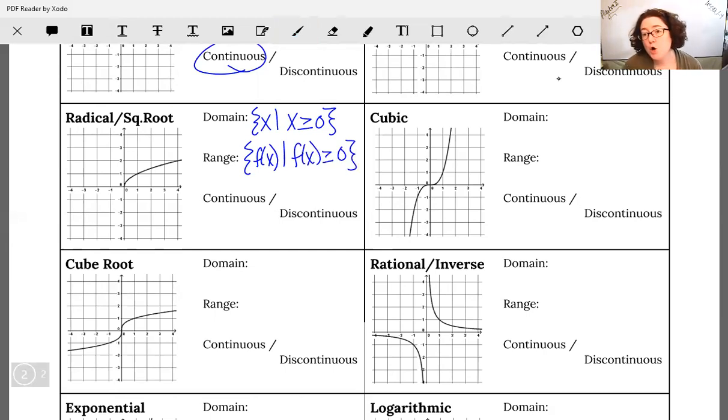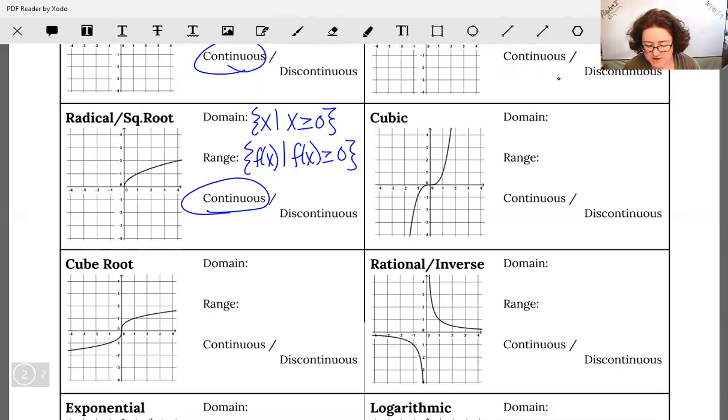Again, no jumps with the points that we have. So once we start our graph at 0, 0, we have a nice even curve. So because we have no jumps, we have no hiccups, it is continuous. Okay. Cubic and cube root are another one that's going to have all real numbers. They keep going on in both directions forever and ever. So again, you can pause and fill those in a little bit.